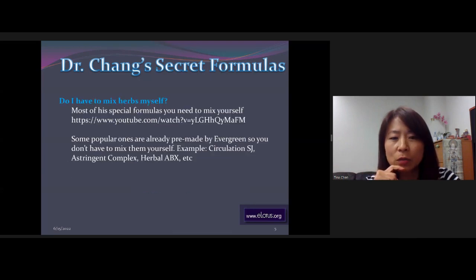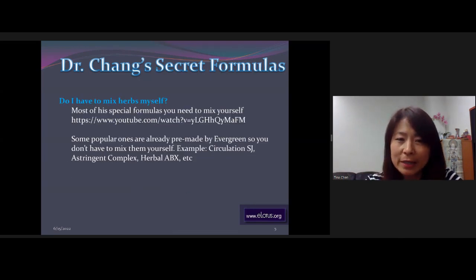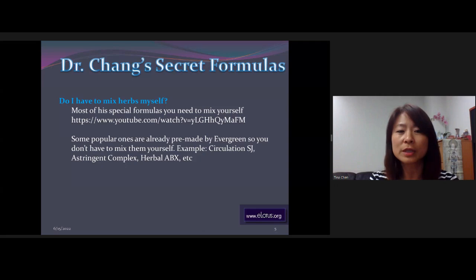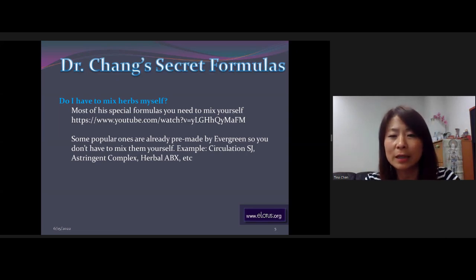Okay, so now some of you will ask, do I have to mix the herbs myself? Yes, for most of his special formulas, because that's how Dr. Chang does it. He has a full pharmacy, and you just mix and match depending on your patient's need. Now, for some of the popular ones that he has used over and over again, we have made them into a collection formula. They are pre-mixed already and pre-decocted, so this way you don't have to mix it yourself. He has certain formulas with us that we have pre-mixed, and I think there is a list that Donna put up as part of the lecture notes that you can see for the collection formulas. So if you don't want to mix it yourself, feel free to just get it pre-mixed already. Okay? And then let's go to the next slide.